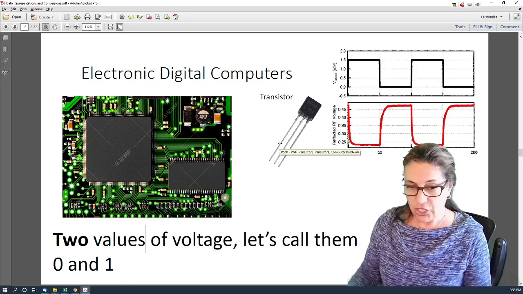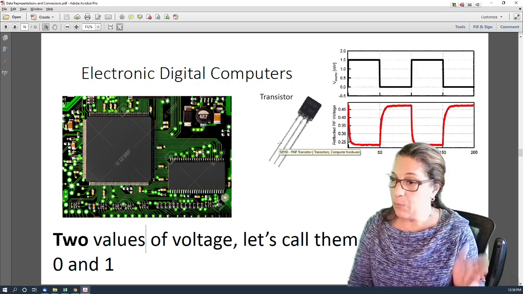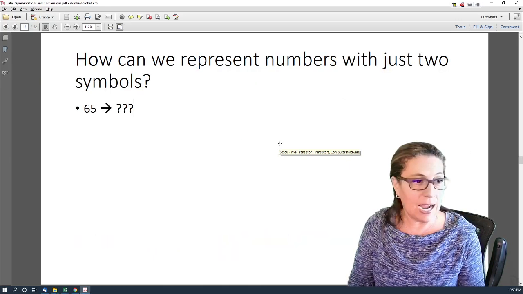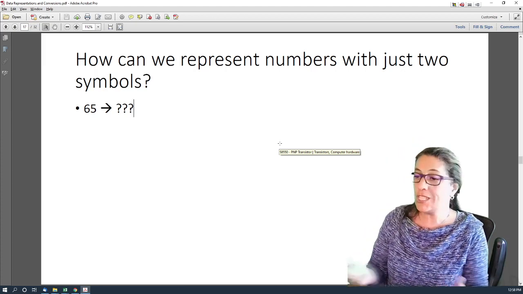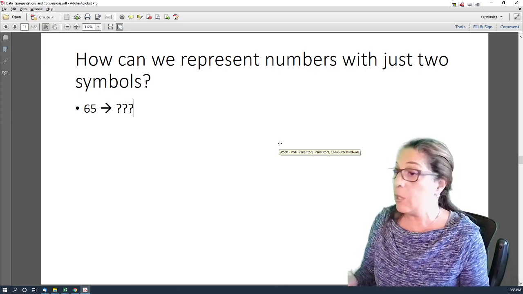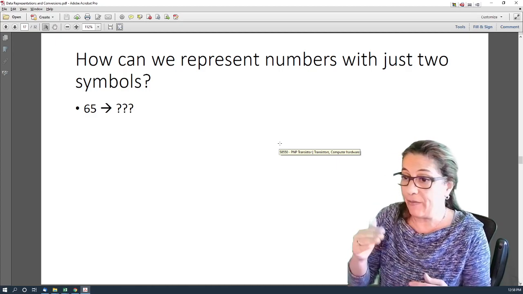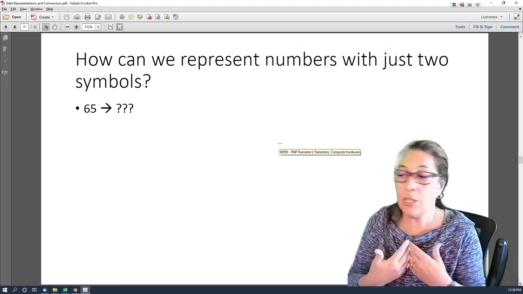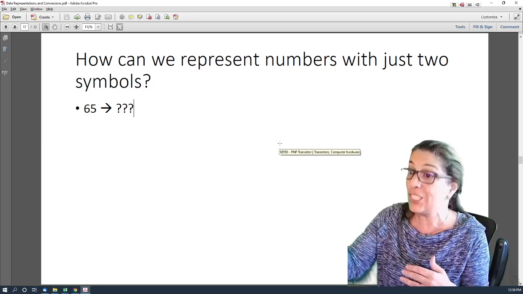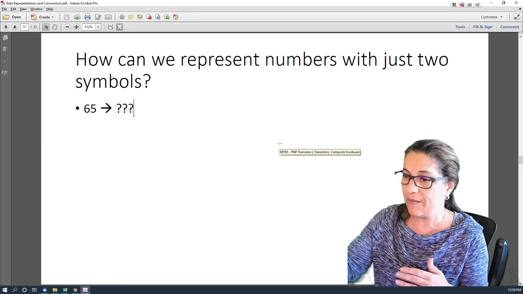And so now the question is, given that this is more convenient for designing the hardware, how do we represent numbers with just these two symbols? Right now we have just 0 and 1. How do we represent, for example, 65? We know that in our number system we have 9 different digits, 0, 1, 2, 3, 4, 5, 6, 7, 8, 9.